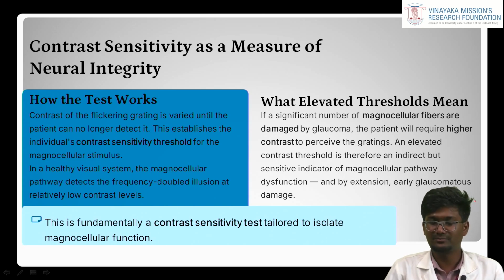What does elevated threshold mean? If a significant number of magnocellular fibers are damaged by glaucoma, the patient will require high contrast to perceive the grating. If they detect it at low contrast, the patient is fine. If the patient detects only at high contrast, the patient has changes due to glaucomatous conditions. This is the fundamental of the contrast sensitivity chart as we discussed. The Pelli-Robson chart tried to isolate the magnocellular function.